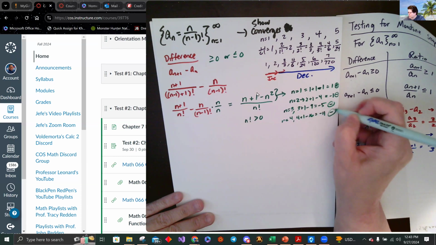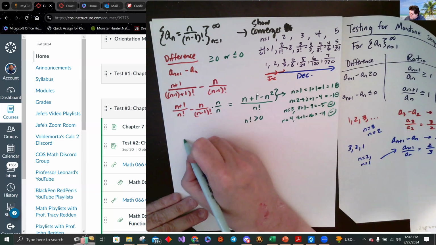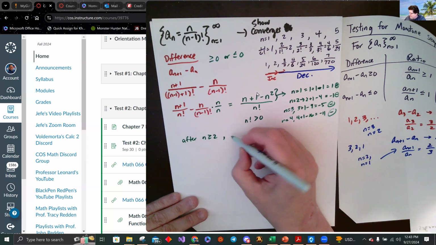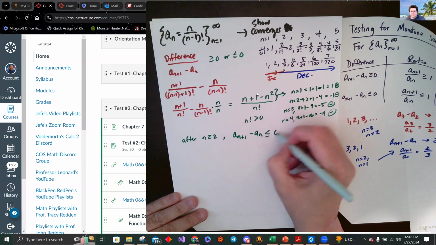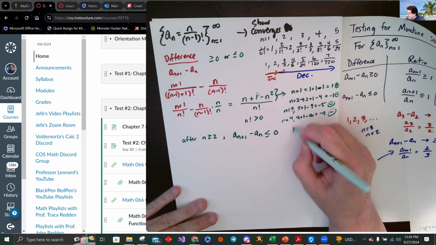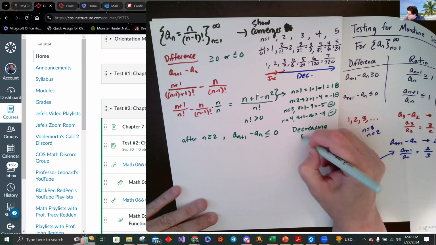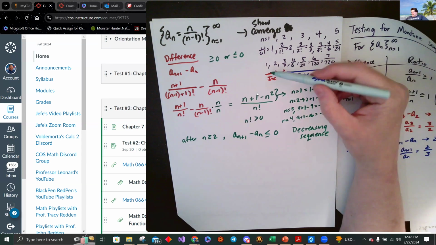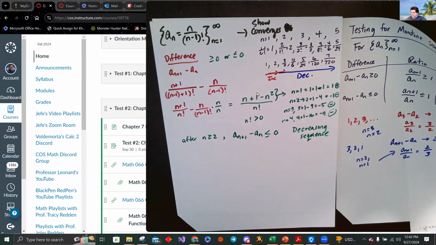That's negative. Looks like it started positive, but after n was greater than or equal to 2, this became a sub n plus 1 minus a sub n was less than or equal to 0. So this is looking like a decreasing sequence in the long run. And that supports what I had up here, right? It increased from n equals 1 to n equals 2, but after n equals 2, it started going down.